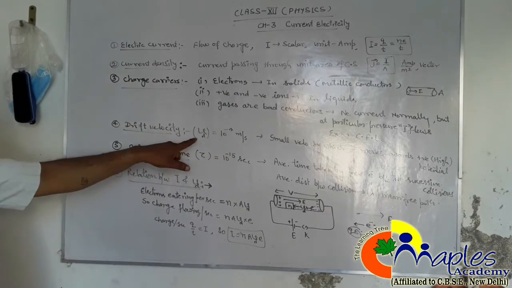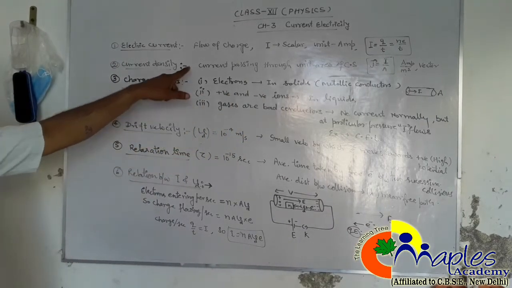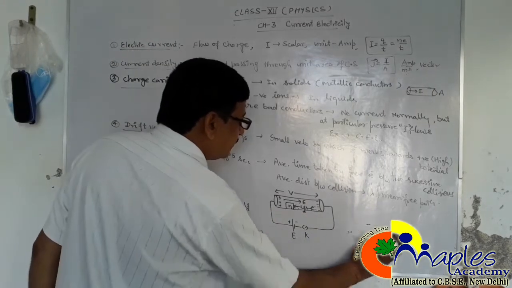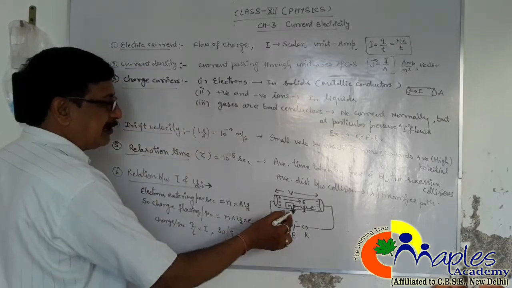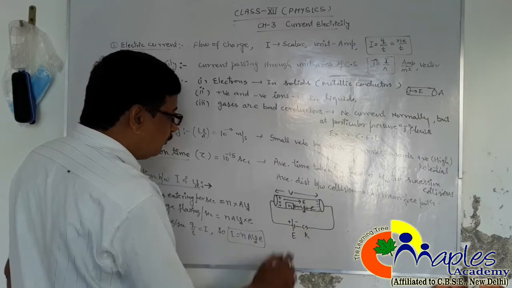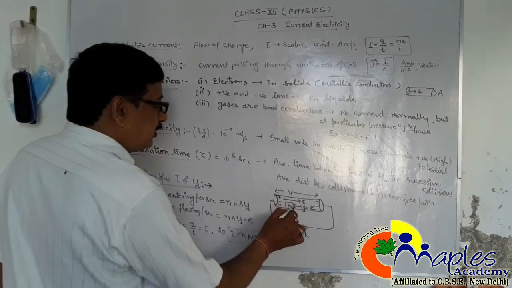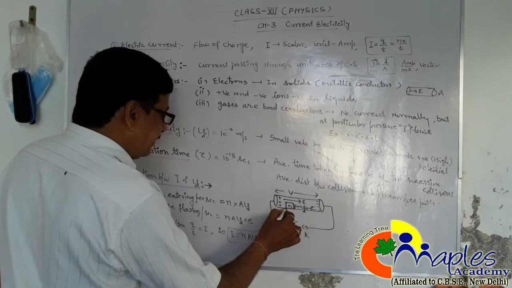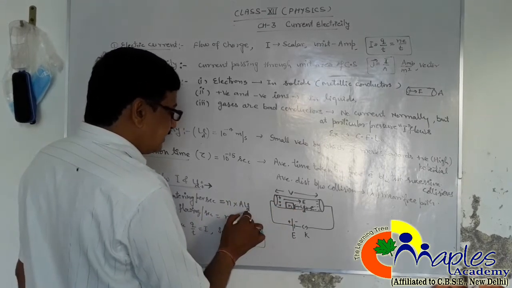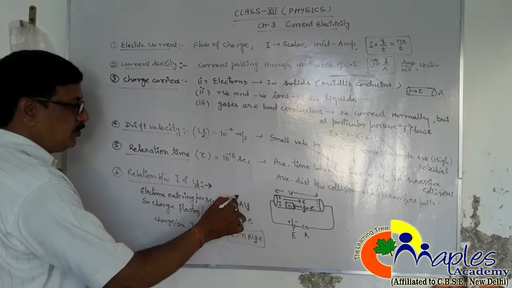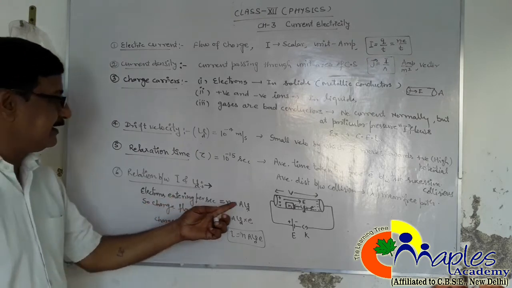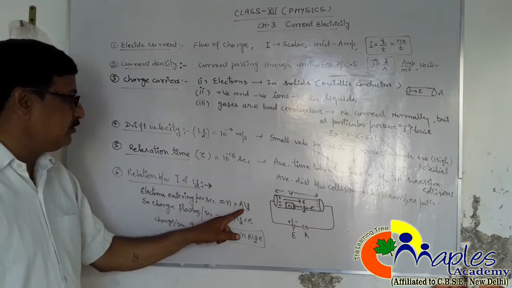Now what is the relation between drift velocity and electric current? Suppose a conductor like this is connected to the terminals of the battery. Then the electron, as I told you earlier, experiences a force and starts to move. The number of free electrons per unit volume is N, and they move Vd distance in 1 second. So the volume will be A into Vd. So the number of electrons entering per second at this end is N into A Vd.